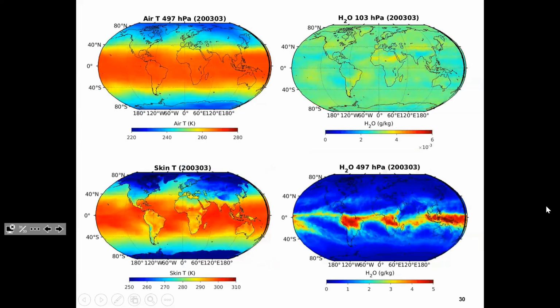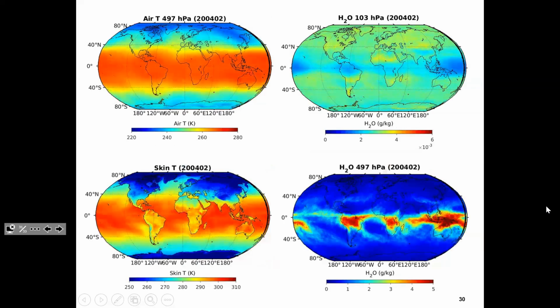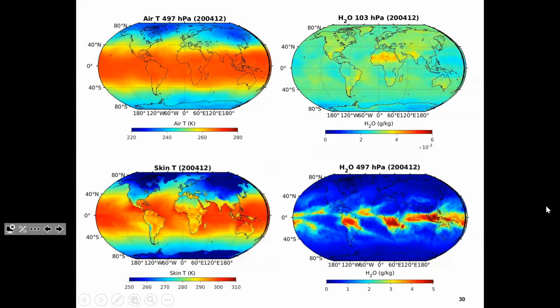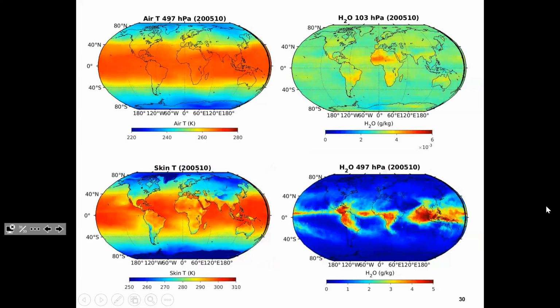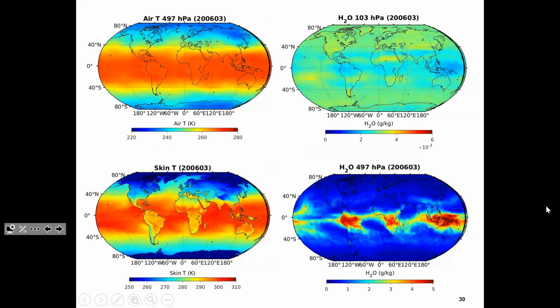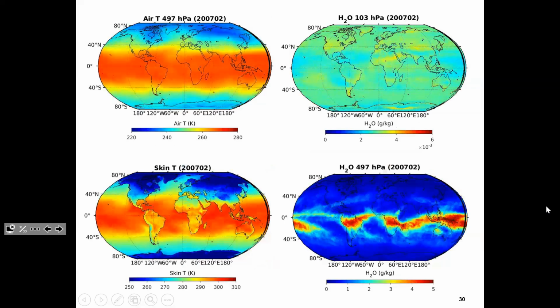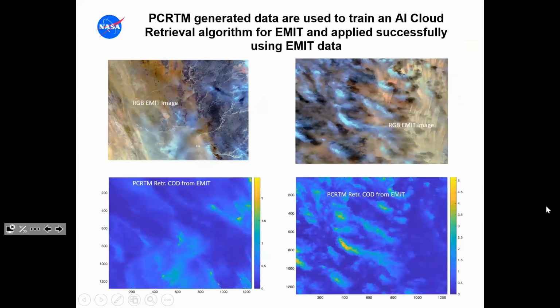This is just to show you, we'll do this daily, but this is just the monthly mean. This is temperature, in the 500 hectopascal is water vapor, the surface skin temperature. This is water vapor. Anyway, so you can see this kind of movement for the monthly mean, but also the daily product as well. This is just to show you that we have done AI retrieval based on our PCRTM training.